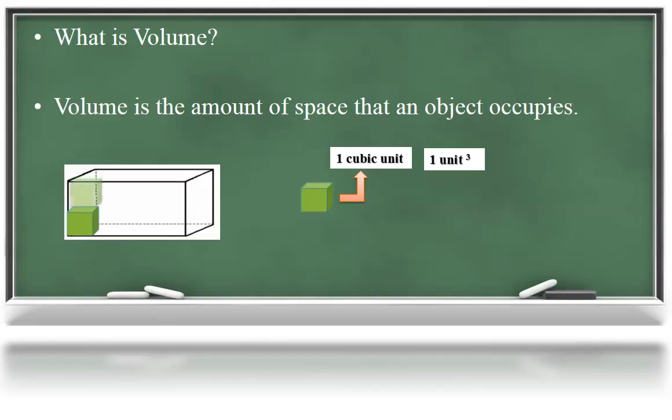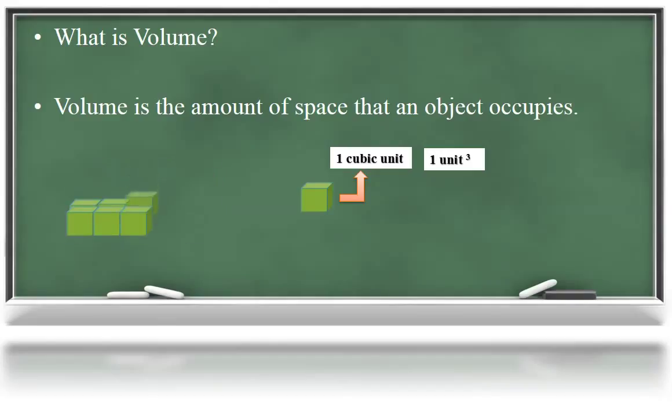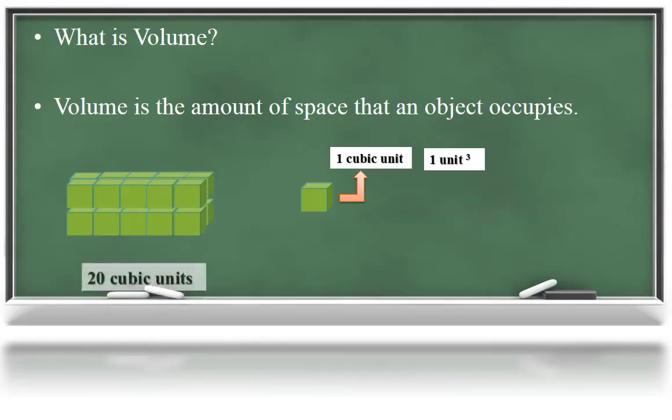If we are measuring the space that this rectangular prism-shaped box occupies, a student might simply suggest that we fill it to determine how many cubic units would fit. We could then count the units and determine that this rectangular prism occupies 20 cubic units of space, or that it has a volume of 20 cubic units.